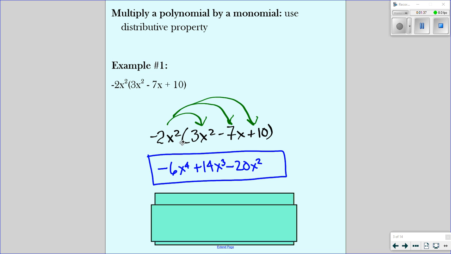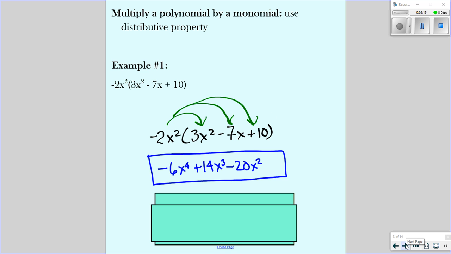And then, since I have the same base, I add the exponents. That gives me 3, x to the third. And then for the last one, negative 2 times positive 10 gives me negative 20. And since there's no exponent after the 10, I just carry down the x squared. And there's my final answer. And notice that it's in standard form. That means look at the x, look at the degree. It's counting down. You got 4, 3, 2, and that's where we end up. So again, distributive property when it comes to multiplying a monomial to a polynomial.